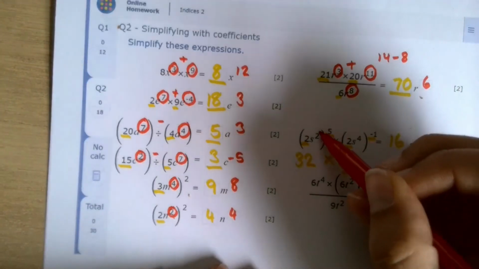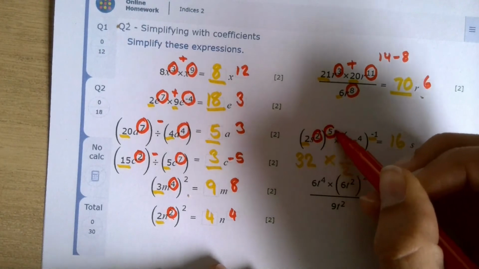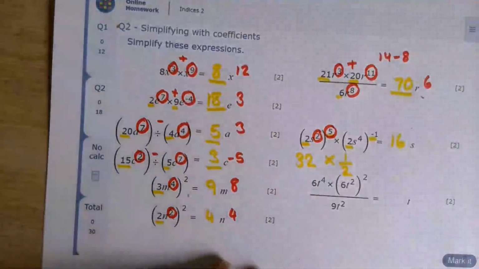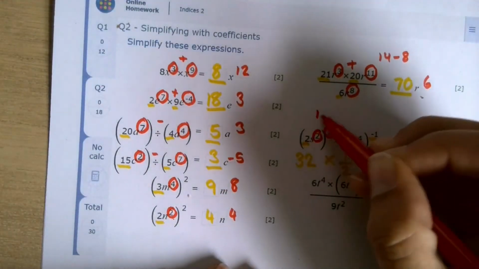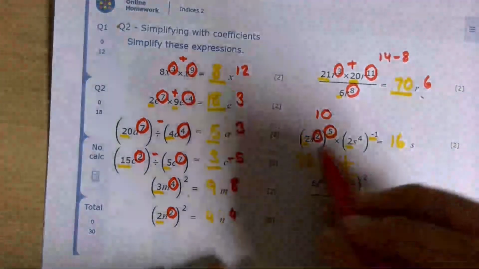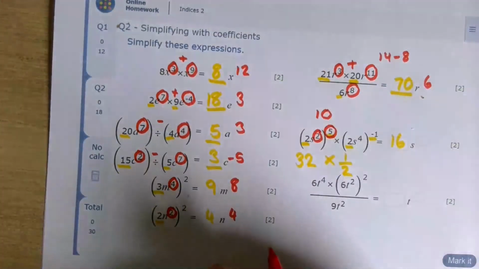Now let's look at the powers. We've got 2 and 5. Powers of 2 and the power of 5. So that's going to give me the power of 10. So I multiply because they're opposite sides of a bracket.